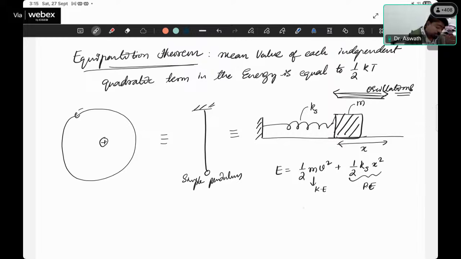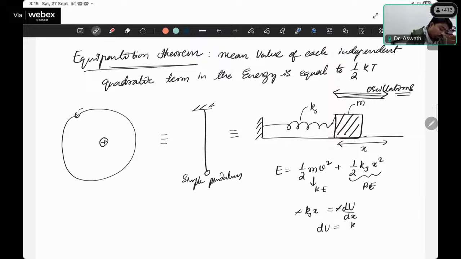What is the restoring force? Minus k_s x. This is a restoring force, which is equal to the rate of change of the potential. Let's call the potential some u. du by dx is the rate of change of potential. By the way, the rate is changing in such a way that it always opposes the change in the system. So there is a minus sign there.